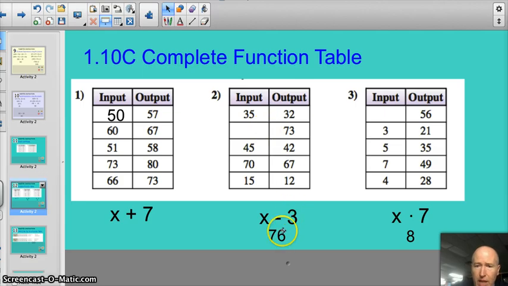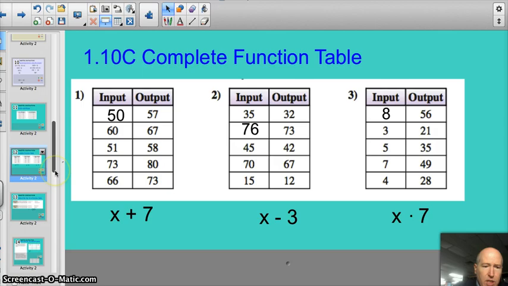This one here, it's x minus 3, so I think it's 76. Let me check my work. 35 would be my x, so 35 minus 3 is 32. 76 minus 3 is 73. 45 minus 3 is 42, and so on. That one worked. This one here was x times 7. So let me put this in here. 8 times 7 is 56. 3 times 7 is 21. 5 times 7 is 35. So that worked too. All right, let's keep moving.